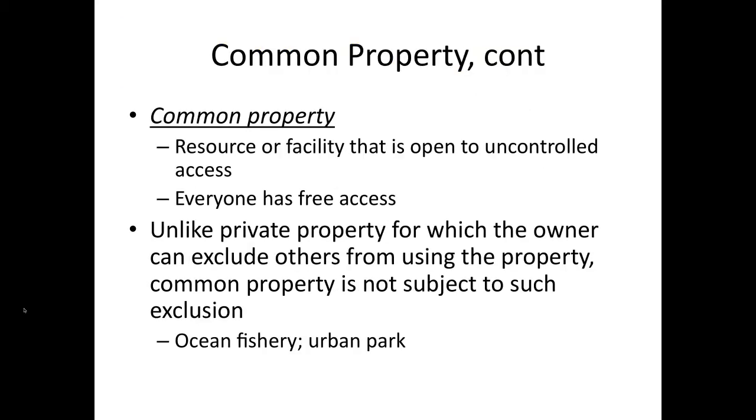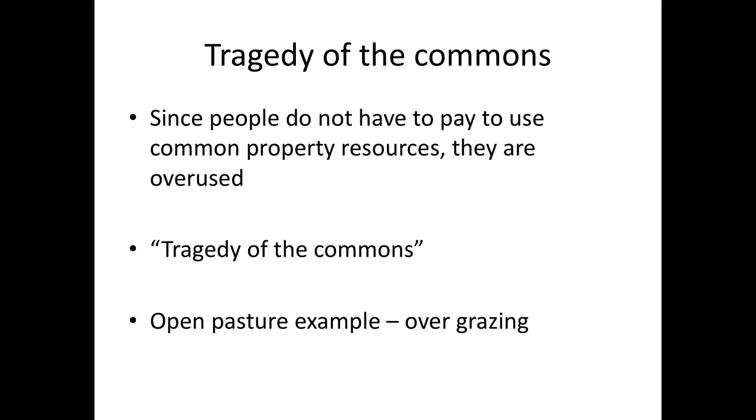Now, common property is just a resource or a facility that's open to uncontrolled access. That is to say, everyone has free access. And unlike private property, for which the owner can exclude others from using their property, common property is not subject to such exclusion. An example might be an ocean fishery or an urban park where there's nothing to limit one's use of those resources. The issue is that since people do not have to pay to use the common property resources, they overuse those resources. This is sometimes called the tragedy of the commons.